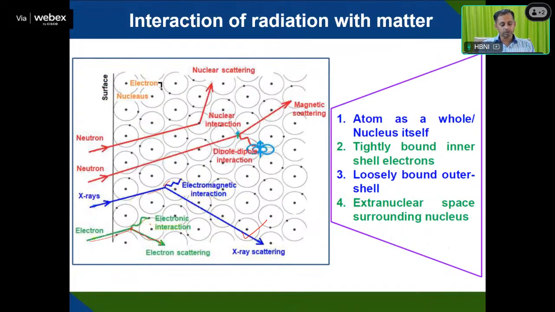But if you go to the neutron, in addition to the nuclear interaction, it has a magnetic interaction too. That means the neutron has a magnetic moment. Because of that, nuclear interaction is possible, as well as nuclear scattering. In addition, dipole interaction, that is magnetic interaction or magnetic scattering, is possible in the case of neutrons, which is not there in the case of X-ray and electron.